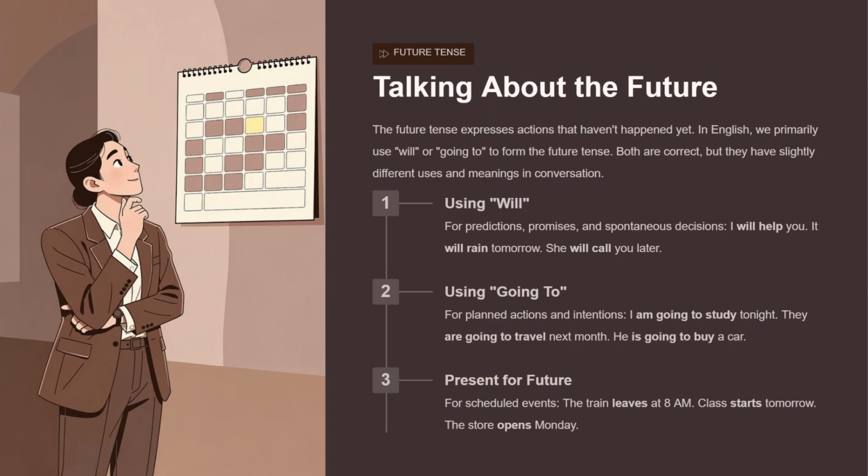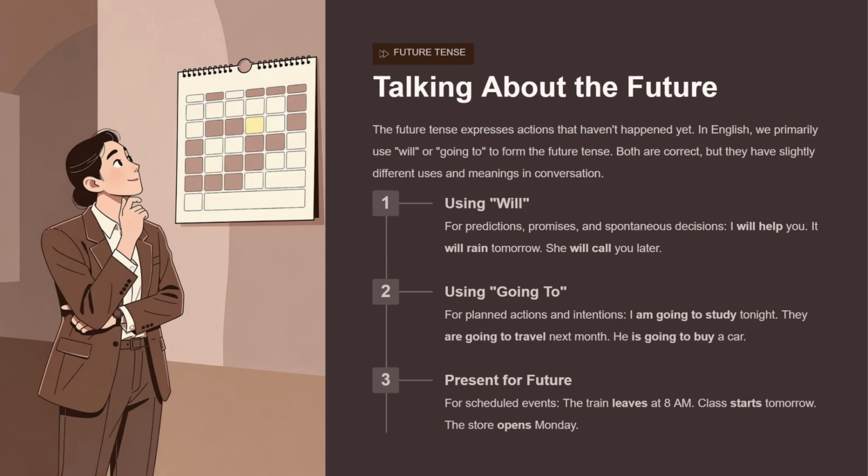Using will for predictions, promises, and spontaneous decisions. I will help you. It will rain tomorrow. She will call you later. Using going to for planned actions and intentions. I'm going to study tonight. They are going to travel next month. He is going to buy a car.